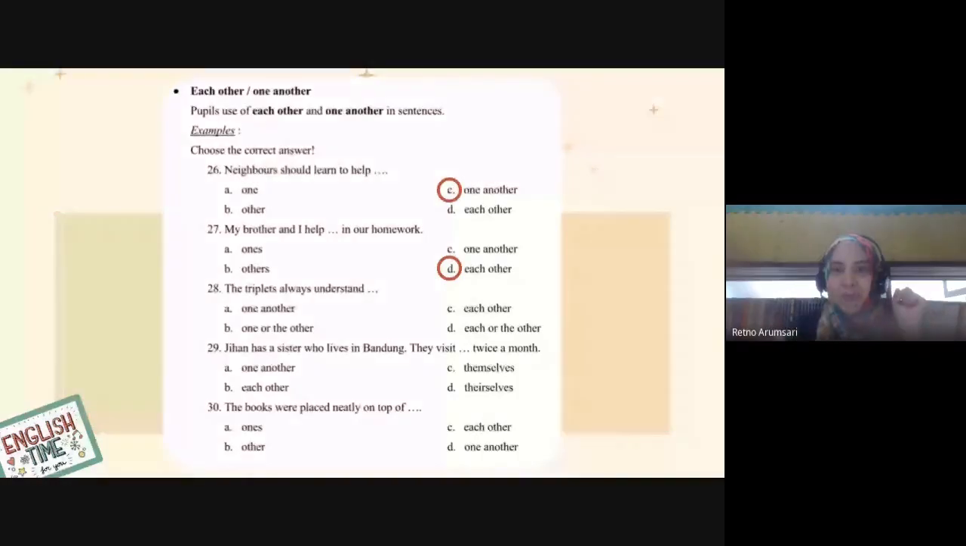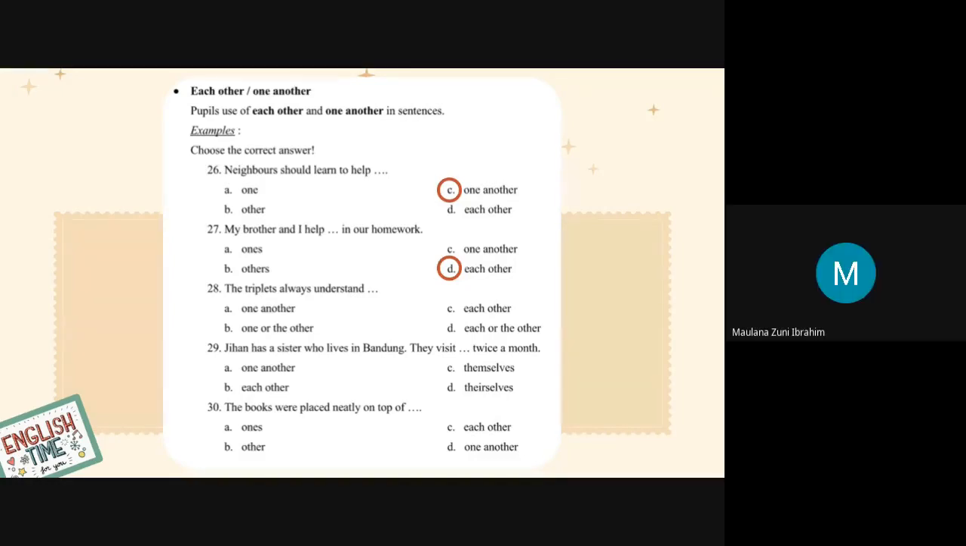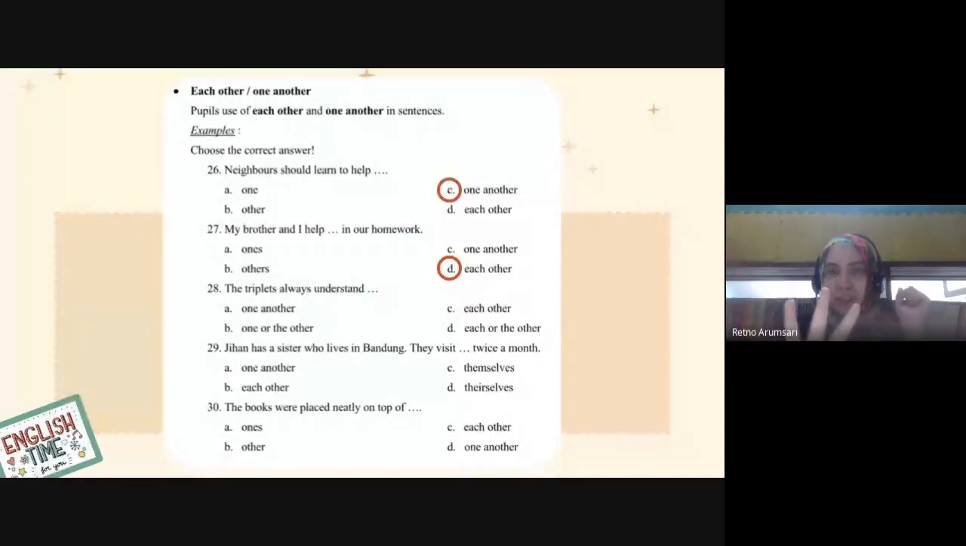Three plus three. Twins, two. Triplets, three. Quadruplets, four. Quintuplets, five. Okay.